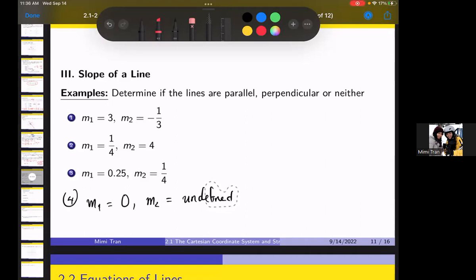Number 1, perpendicular, parallel, or neither. Number 2, good. Number 3, number 4. Very good.